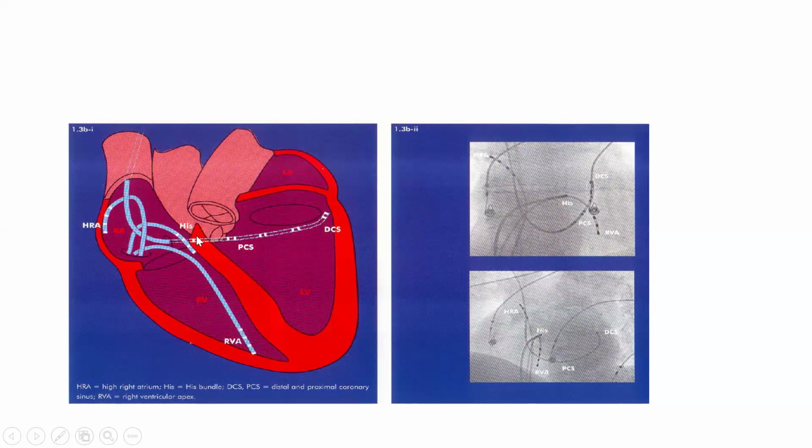So that's why we said CS9 and 10 will be the earliest to depolarize because it's closer to the right atrium, while CS1 and 2 will be the last portion to depolarize because it's farther away from the SA node. Hope that is clear, sir.